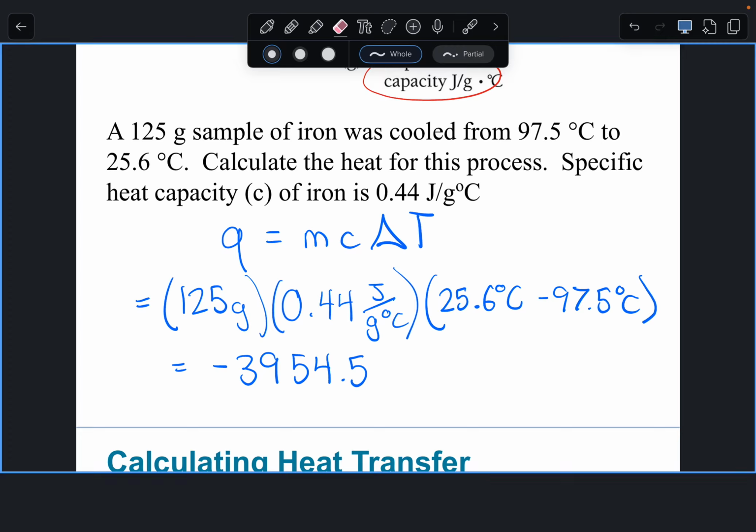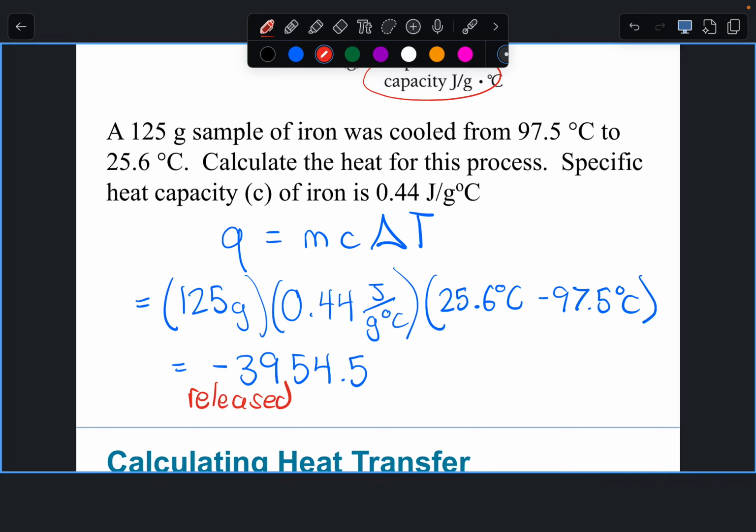So when this says negative 3,954.5, does it mean a negative energy? Like, what does that even mean? No, it means the energy is released. That's what the negative is telling you. So when you look at that, you think that amount of energy is released or given off. That should make sense because the sample is cooling down. If anything's cooling down, that means it's giving off the heat that it has, right?